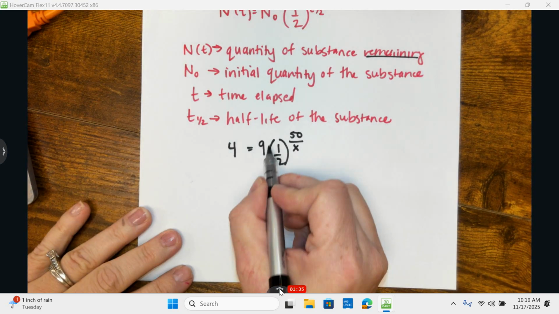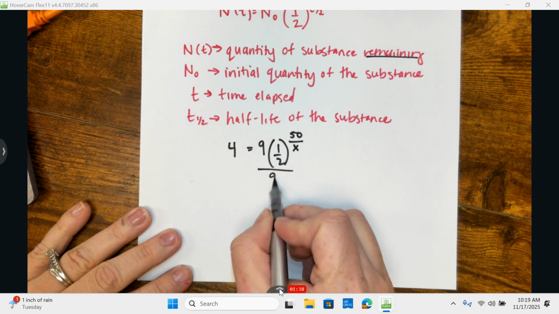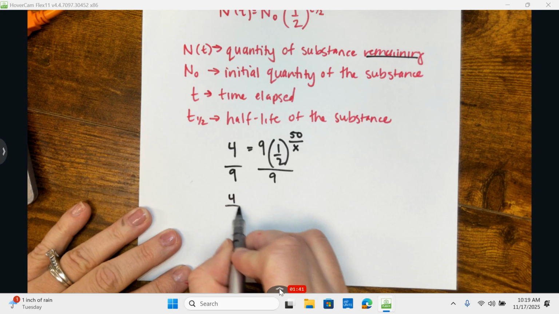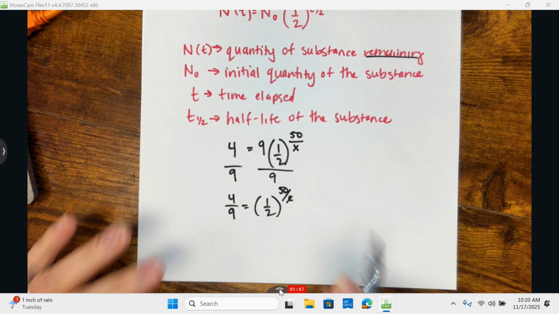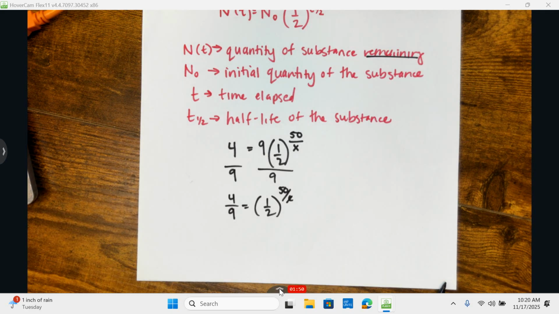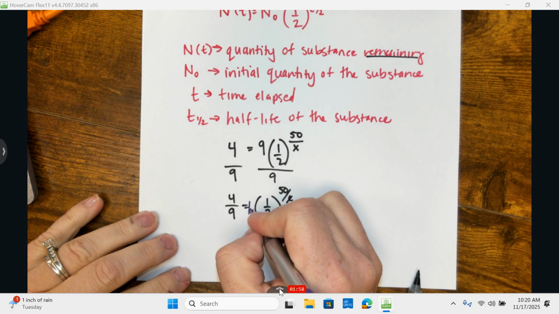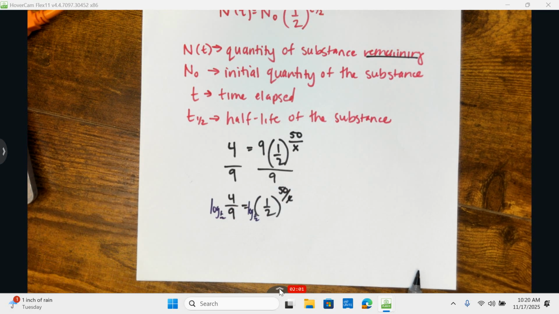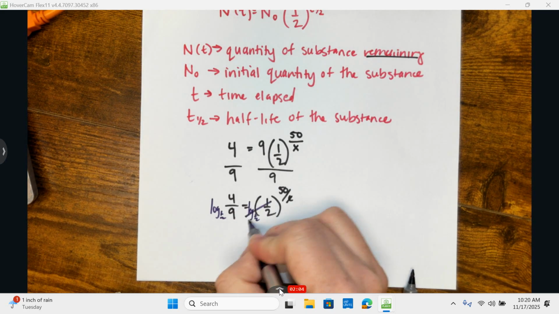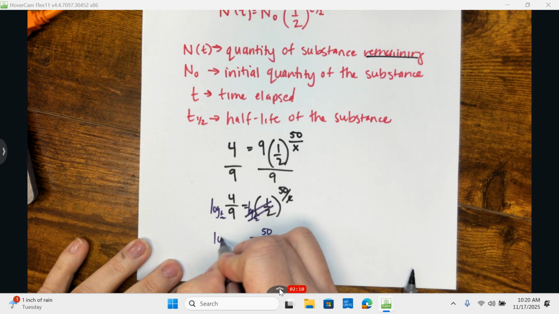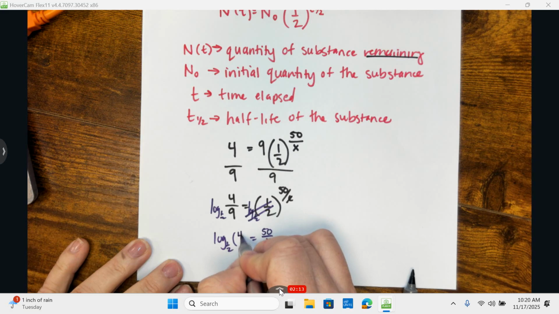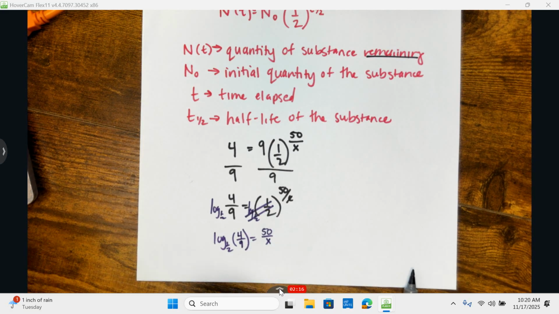Well, the first thing I'm going to do is divide by the number in front of the 1/2, so I'm going to divide both sides by 9. So I have 4/9 equals 1/2 raised to the 50 divided by X. Now, just like when we worked with examples 1 through 6, we were working with a base of e, and we took the ln, which is log base e. Now I'm going to take the log base 1/2 of both sides. In doing so, log base 1/2 and 1/2 will be eliminated because they simplify to 1, and I'm left with 50 over X equals log base 1/2 of 4/9.